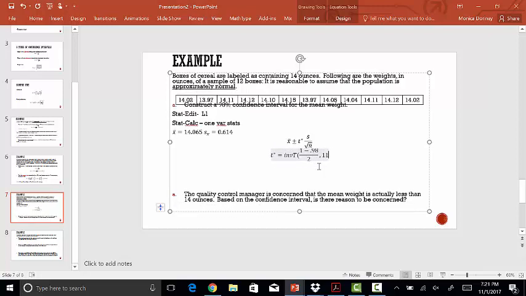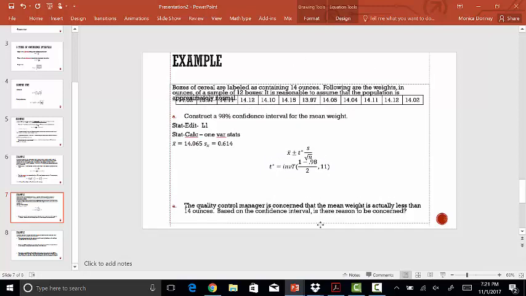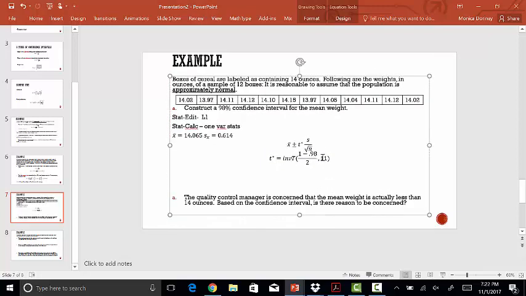All right, here we go. So again, inverse t, 1 minus the confidence level, 0.98, divided by 2, comma, your degrees of freedom, which again is your sample size. I'll do it like this, 12 minus 1. We're not actually typing in 12 minus 1 equals 11. We'll just type in 11, but you just need to understand that's your sample size minus 1.